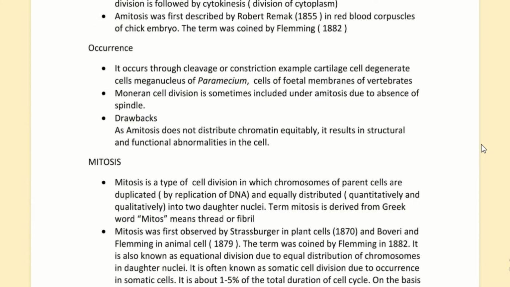Occurrence: it occurs through the cleavage or constriction of, for example, cartilage cells, degenerate cells, meganucleus of paramecium, cells of fetal membrane of vertebrates. Moneran cell division is sometimes included under amitosis due to absence of spindle. Its drawback: as amitosis does not distribute chromatin equitably, it results in structural and functional abnormalities in cells.